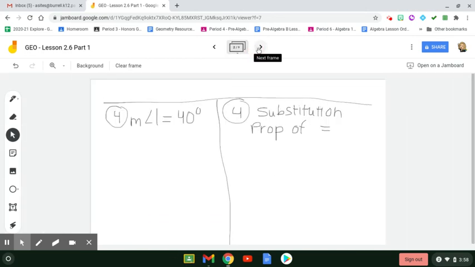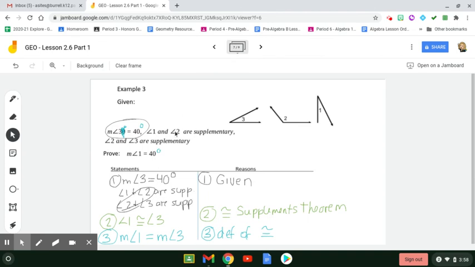So on my next slide here, I already got it. The measure of angle 1 is equal to 40 degrees because of that substitution property of equality. You can even argue the transitive property of equality by cutting out the middleman with your measure of angle 3. You can do it either way, but you're going to just prove that the measure of angle 1 is equal to 40 degrees.